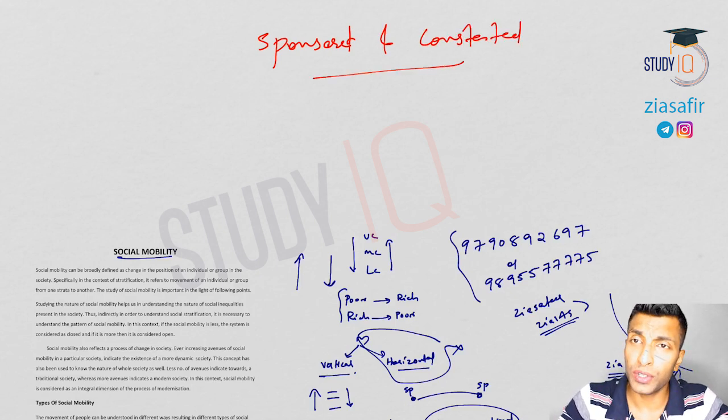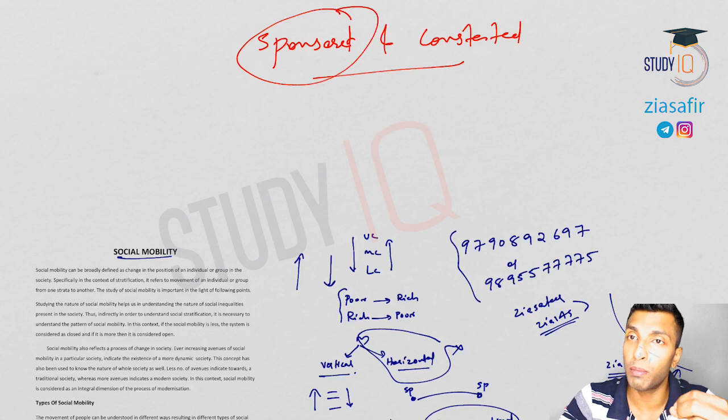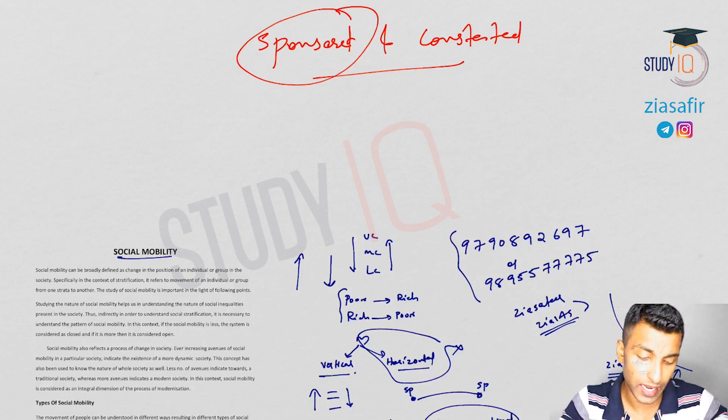So sponsored means you got some sponsorship, like for example these reservation programs, protective discrimination. So it's a kind of support. In that context it is sponsored mobility. The mobility is acquired through some support. I'm talking about reservation or protective discrimination or anything. Contested means it is through open competition. So the name itself will tell you.